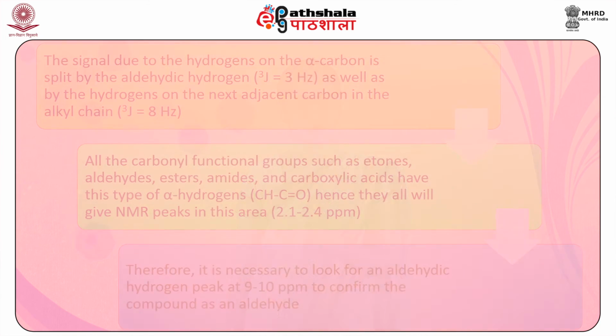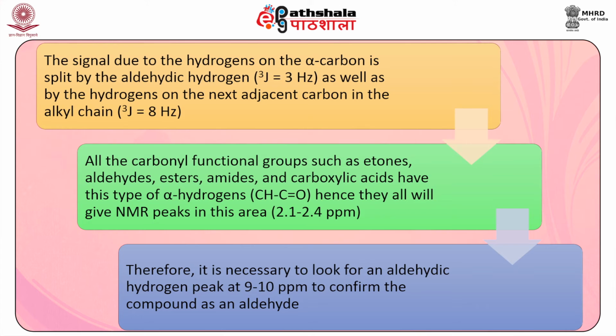Thus, we can determine the number of hydrogen atoms at the alpha carbon just by looking at the multiplicity of the CHO proton. Now students, the signal due to the hydrogens on the alpha carbon is split by the aldehydic hydrogen, with a splitting value of 3 Hz, as well as by the hydrogens on the next adjacent carbon in the alkyl chain, for which the coupling constant is 8 Hz.